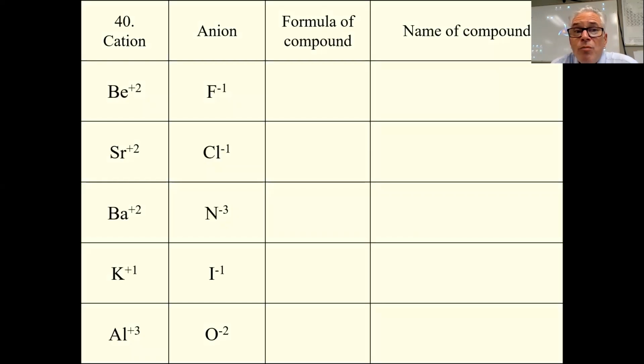All right, we're going to do more because this is fabulous. We're learning how to write formulas and how to name compounds. You guys are doing chemistry. Beryllium is a metal. See how important it is to know where the elements are on the periodic table?